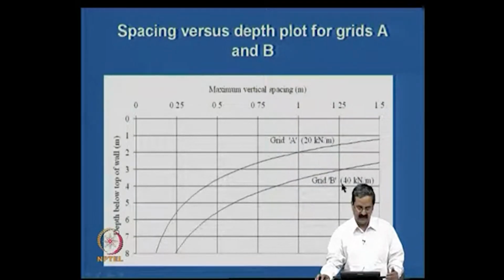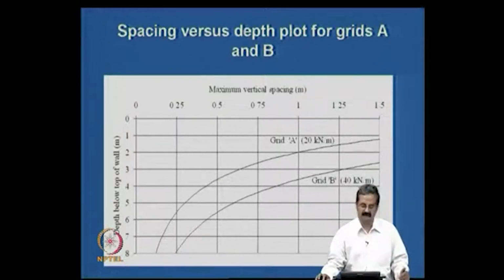For example, if I take the geogrid A strength, you can see that it is 20 kN per meter, and then you need to provide spacings much less than 0.25, which is not possible. So you go for 40 kilonewton strength, particularly at deeper levels where you have higher pressures. So you need to go for higher strength of the geogrid.